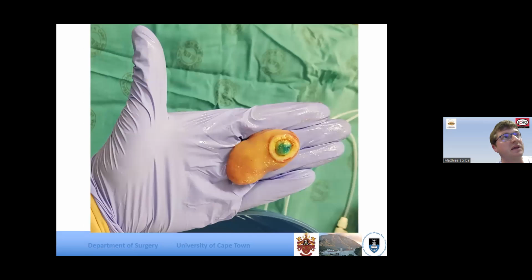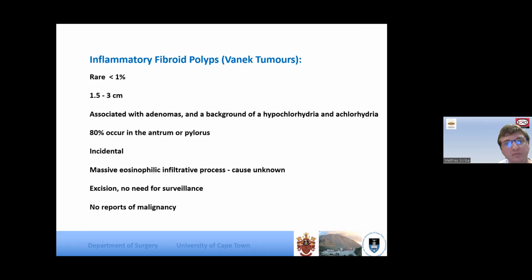I think the case here is that if you remove this in a patient that's awake and not paralyzed under GA, you can have a real risk of perforating things, especially at the OG junction, to get that through the OG junction and up the esophagus. So we were quite happy to have done this under GA. And the histology here came back not as a hyperplastic polyp, but rather as a Vanek tumor, which Galia is going to tell you about now.